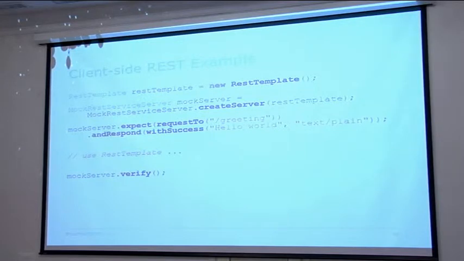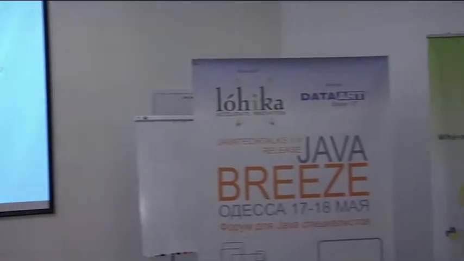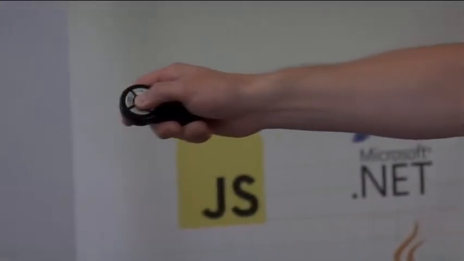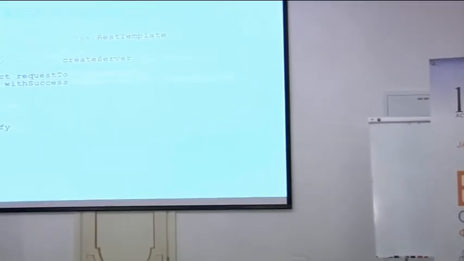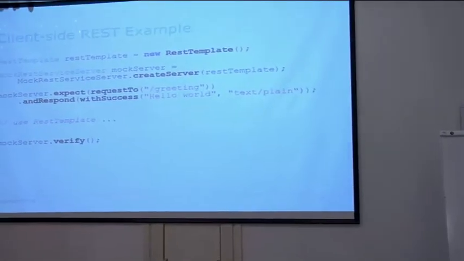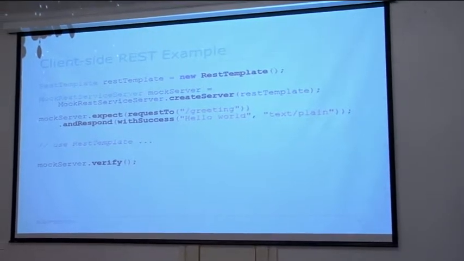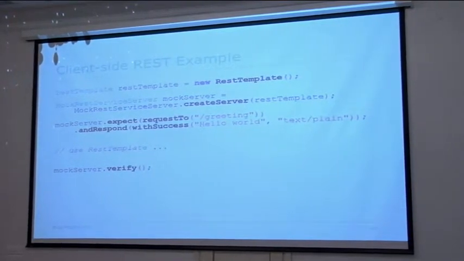Now we're moving on to client-side REST. All that before was server-side. Now we're talking about client-side. We'll create a Spring MVC REST template, just as we normally would. And now instead of the mock MVC, we're using this MockRestServiceServer, create server, passing a reference to the REST template. On that mock server, we have some things somewhat analogous to what we had before, but we're expecting our code to perform a request to this path and to respond with, for example here, success and the MIME type, etc.